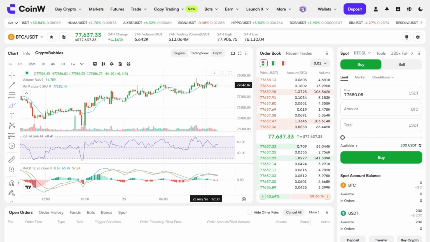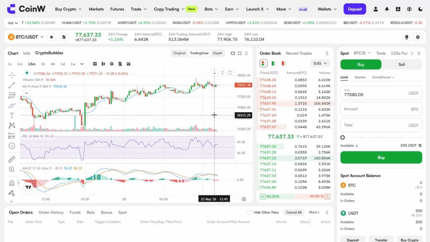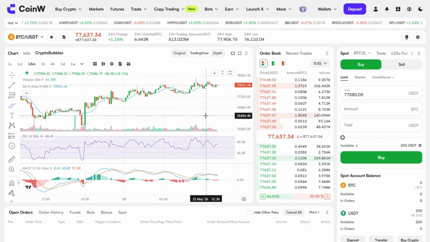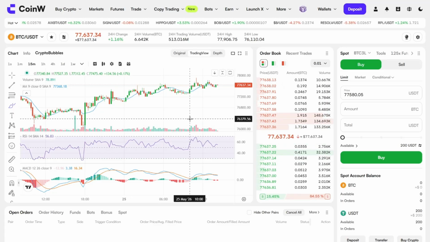Lastly, just under our main chart, we have trading volume. Volume shows how much of an asset is being bought and sold. Higher volume usually means there is more activity behind a price move, while lower volume can mean the move is weaker. So when you're looking at a chart, don't only look at the price. Volume can help you understand how strong the move actually is.